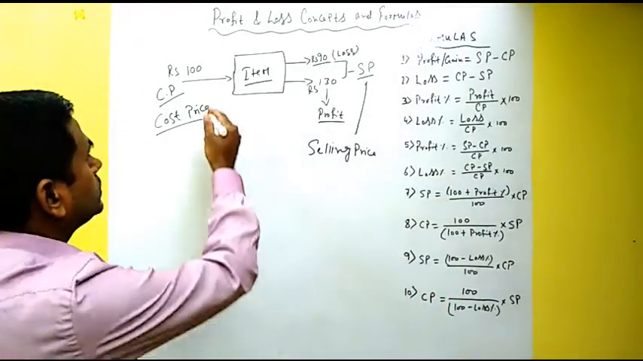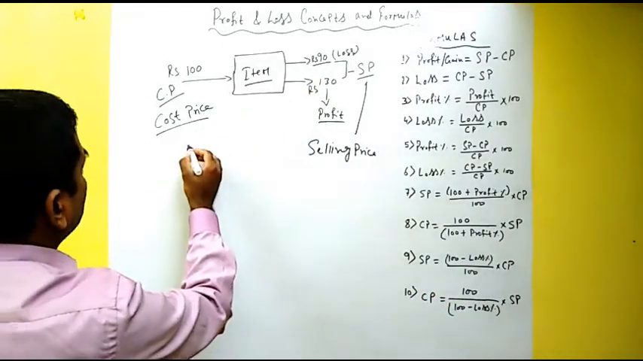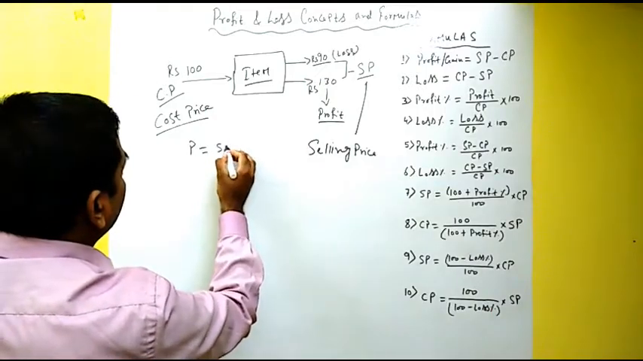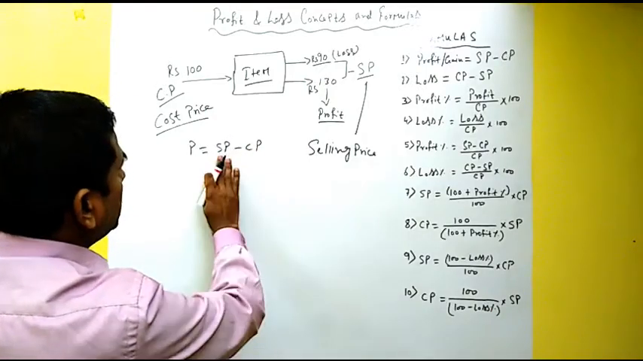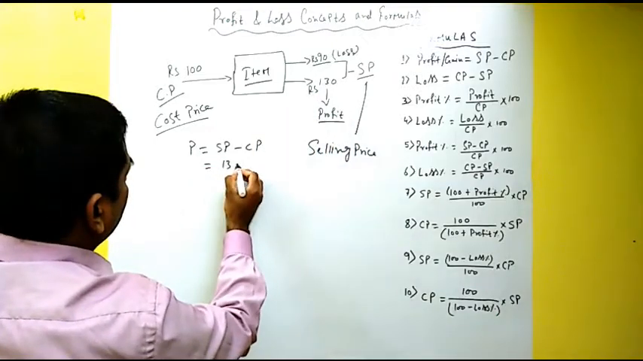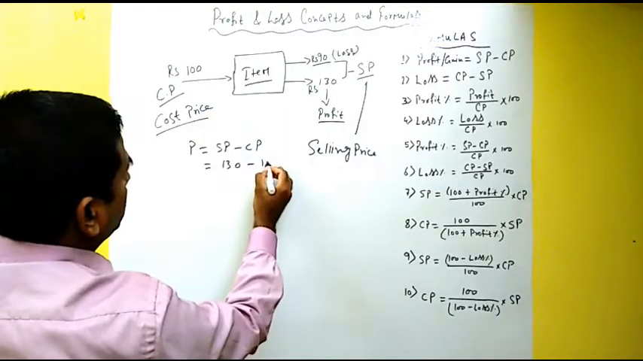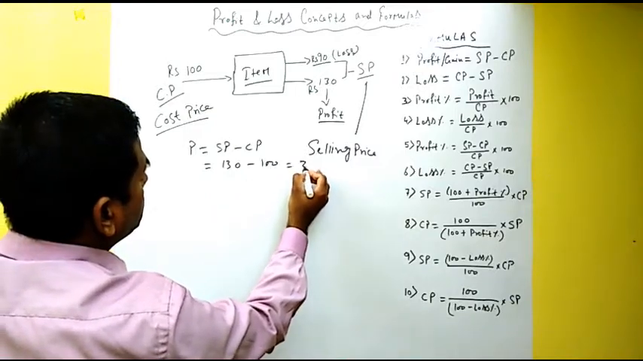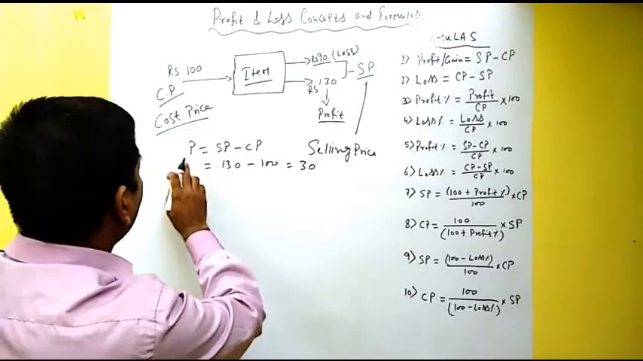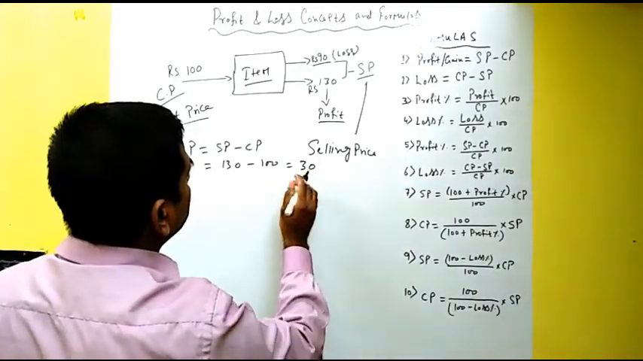So here in this example, let us calculate profit. So P is equal to SP minus CP, selling price minus cost price. Our selling price is 130 and cost price is 100. So this gives us 30. So what have we made here? We have made a profit of rupees 30.